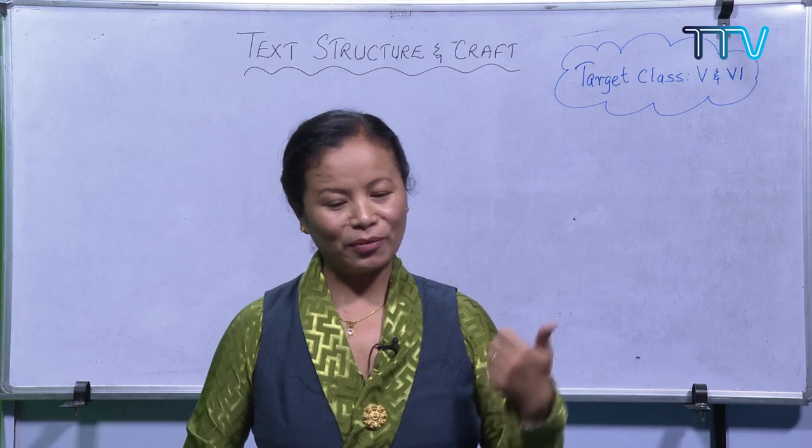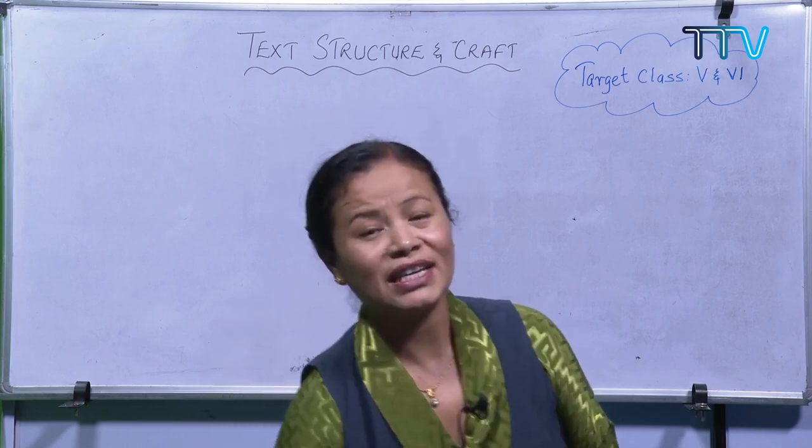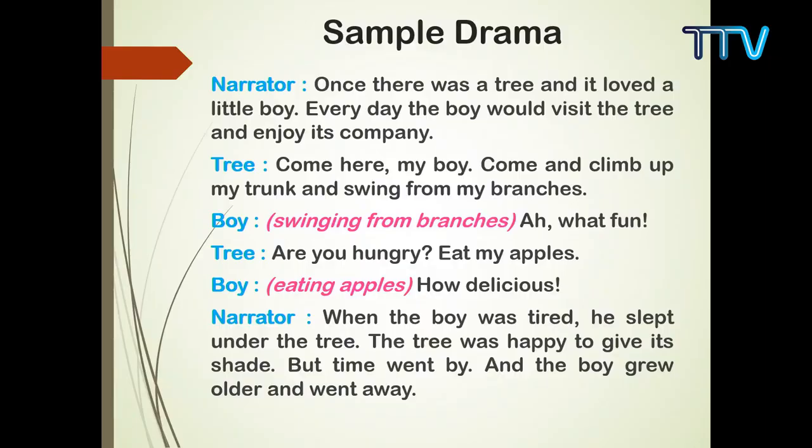Swinging from branches, and what he says: Ah, what fun. Tree: Are you hungry? Eat my apples. Boy, eating apples. This is what he needs to do, he should be eating apples, because this is a stage direction. And then he should say, how delicious.